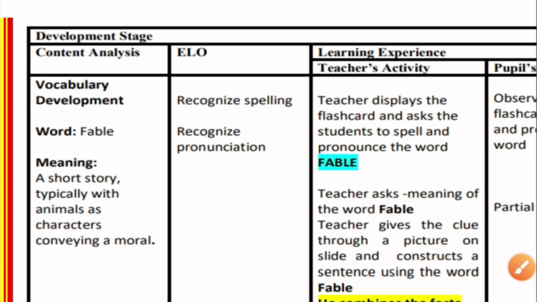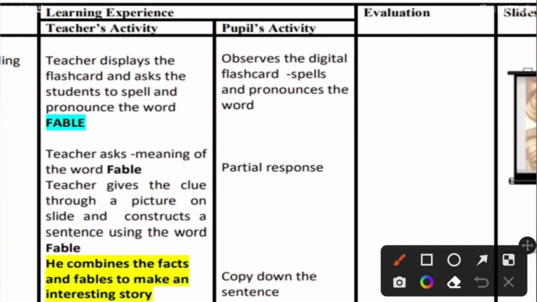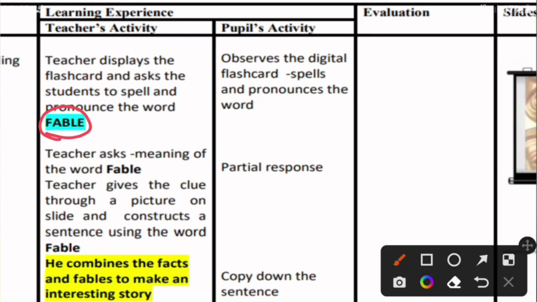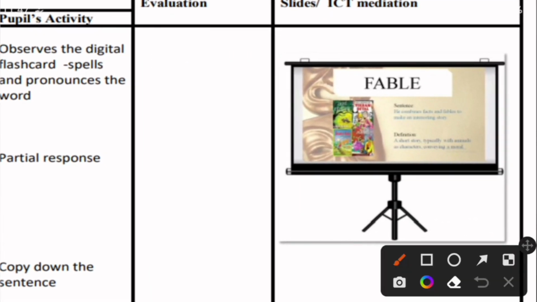Here, the first word is fable. First, teacher presents a word on the slide and asks them to spell and pronounce. Once they have pronounced, teacher confirms the pronunciation by playing an audio of the pronunciation of that word, followed by asking the meaning of the word to the students, which they may not be able to tell.